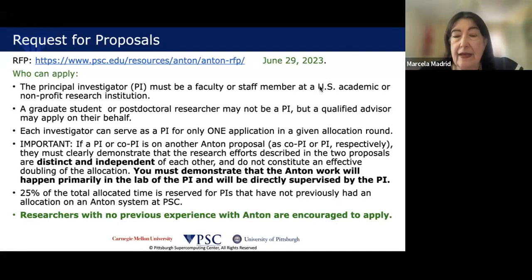It's important not to duplicate applications, in the sense that if there is a PI and a co-PI, and the same pair applies as PI and co-PI in another proposal, it is important to demonstrate that the two branches are distinct and independent and do not constitute an effective doubling of the allocation for one of them. And demonstrate that the Anton work will happen primarily in the lab of the PI and will be directly supervised by that PI. So in other words, there can be a PI on one proposal with a co-PI, and reverse the roles of co-PI and PI for another proposal, but it's important to show that the branches are independent and not just a scheme to duplicate the allocation.